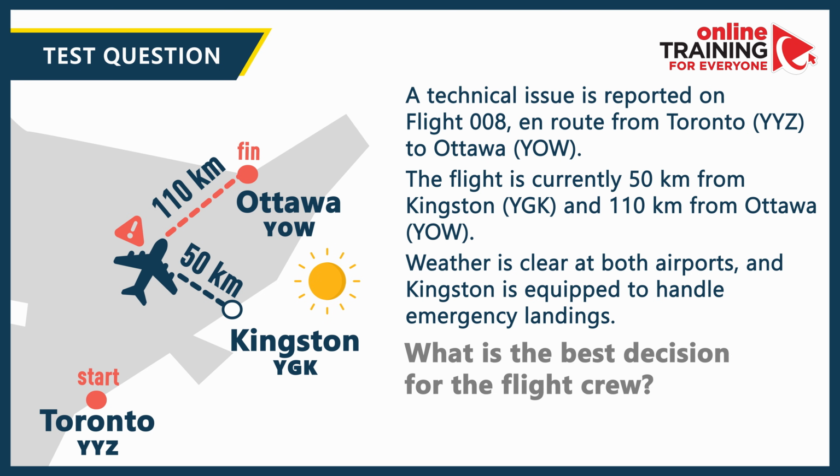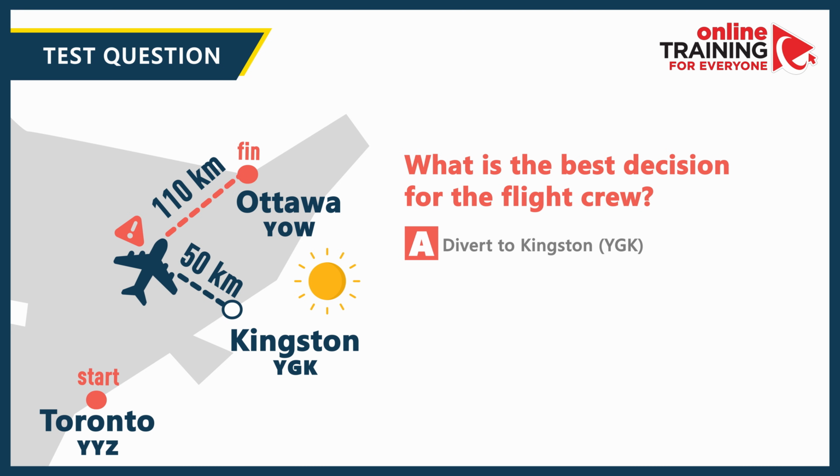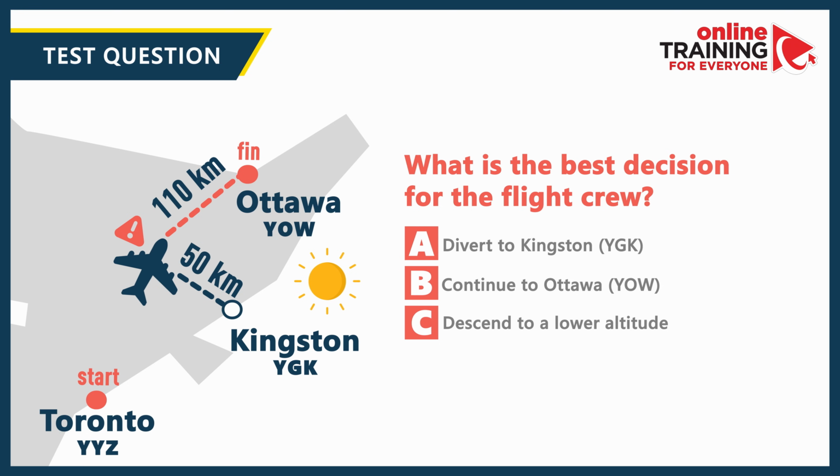Weather is clear in both airports, and Kingston is equipped to handle emergency landings. What is the best decision for the flight crew? Your choices for the answers are: Choice A, divert to Kingston. Choice B, continue to Ottawa. Choice C, descend to a lower altitude. And Choice D, wait for further instructions.